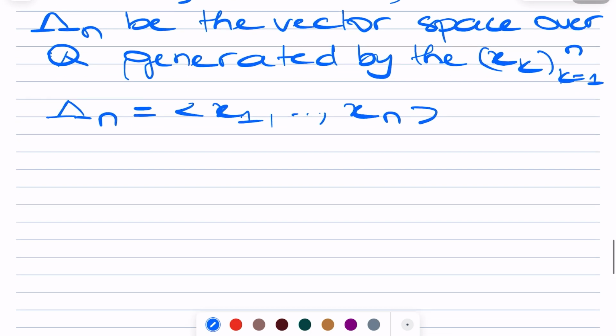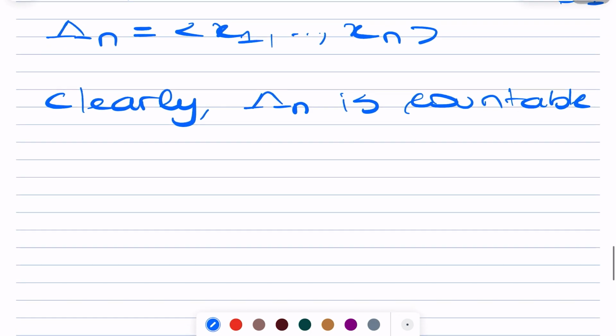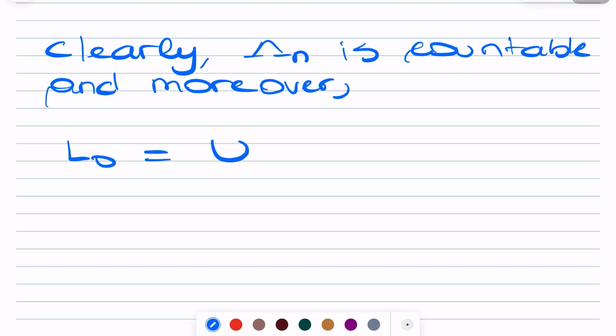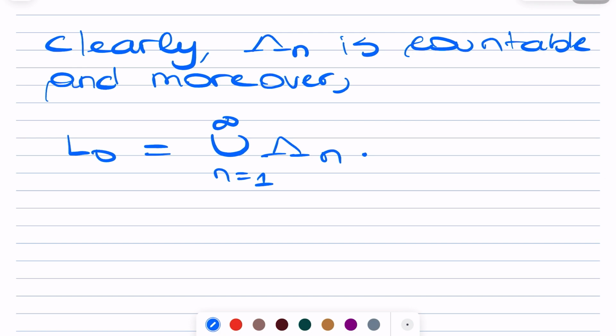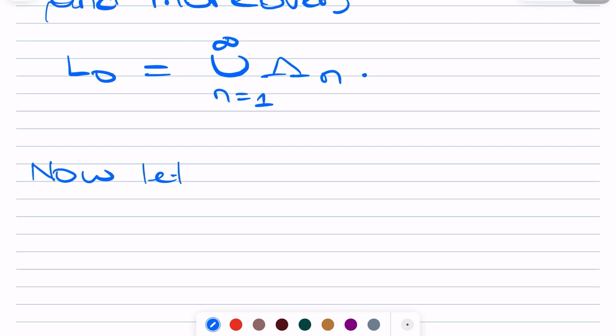So clearly, Lambda_n is countable, right? And you can write L0 as being the union of the Lambda_n, n running from 1 to infinity. So it is clear that L0 is actually a countable union of countable sets. Okay, now so L0 is countable.